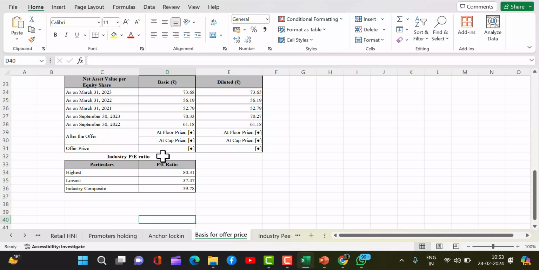Now this company is offering somewhere around 30, so it is below the highest. And the lowest is 37, so even the lowest is 37, the company is offering at 32 or something. So it is even lower. The industry composite is close to about 59. That means the industry is trading at a P multiple of close to 60, and the company is offering 30. So what does it look like? I'm just saying on the basis of the information.